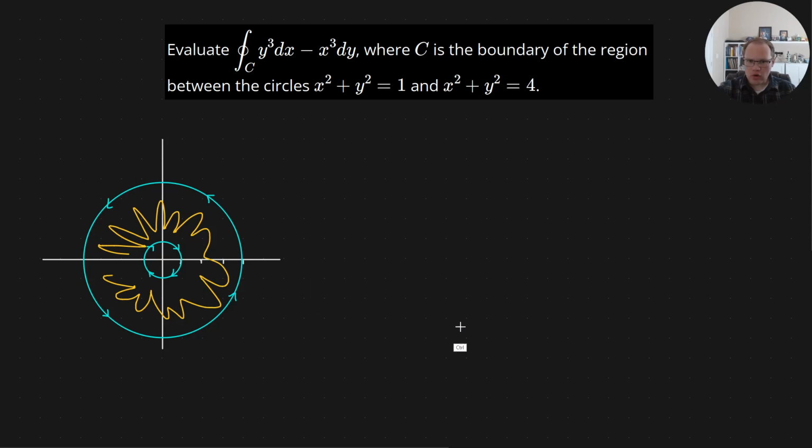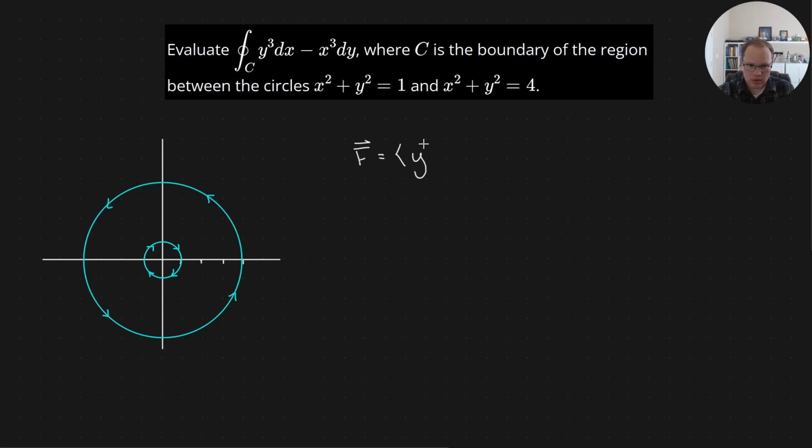So we want the integral over the boundary. Again, our vector field f, let me write it out first. The first component is y cubed. The second component is negative x cubed. Right? Now, we want the line integral of vector field f over the boundary determined by curve C.